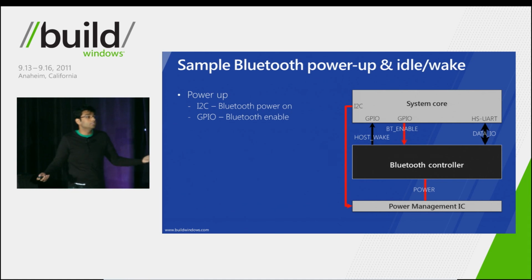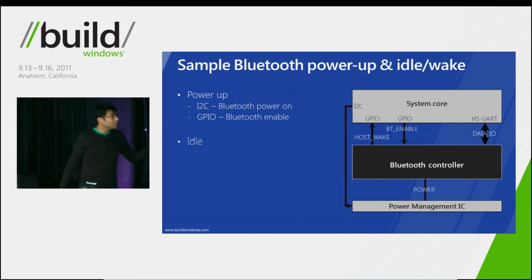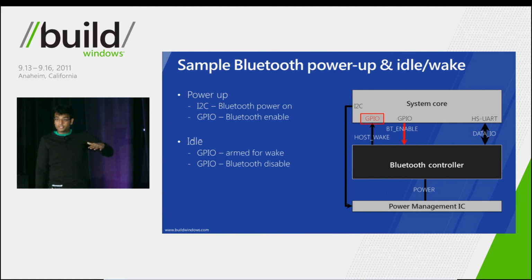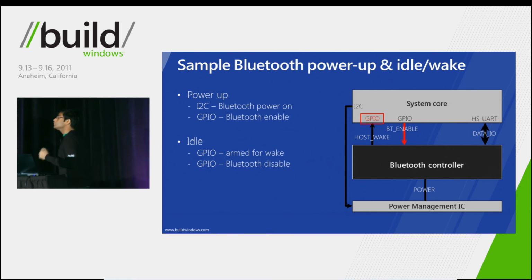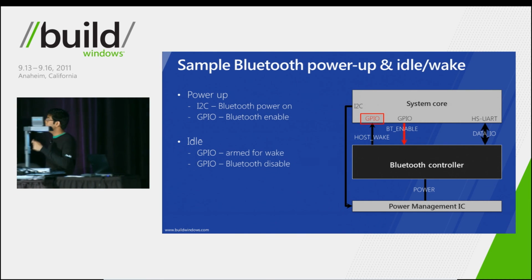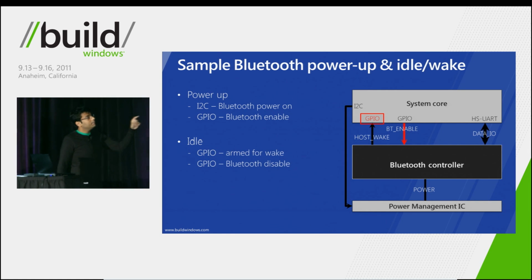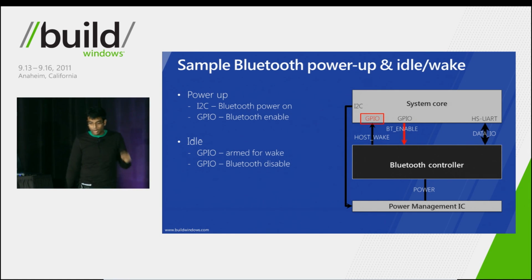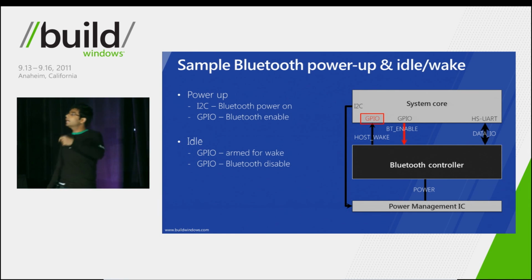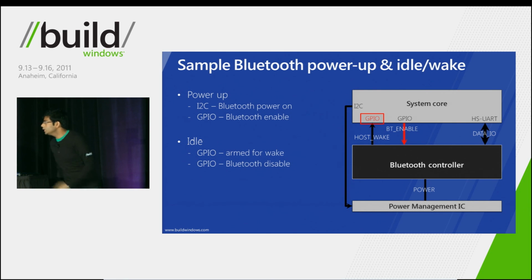Our stack is in D0. Now, let's say I stop typing for a little while. Our stack is going to detect that idleness, so we'll go into D2. We can inform the controller to go into a low power state. This can involve the Bluetooth enable line getting deasserted. Maybe this is the indication that you use in your implementation for going into a lower power state. At the same time, the host wake line would get armed for wake. Remember, I want to be able to wake up my device from that keyboard if I hit a key, and that's the exact reason we're arming that for wake.